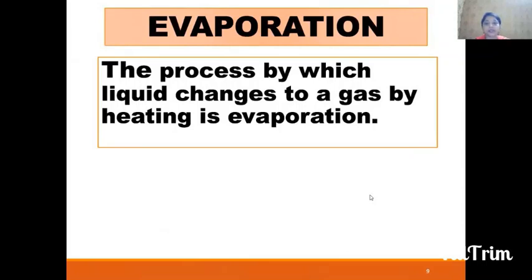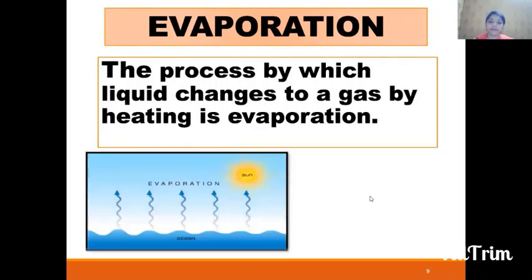The next process we are going to learn about is evaporation. The process by which liquid changes to a gas by heating is evaporation. In nature, water bodies like oceans, seas, rivers, ponds, what happens due to sun heat? The water present in the water bodies changes into water vapor, and that process is called evaporation. Can we see the air? No, we can't see the water vapor, but it is present in the air.